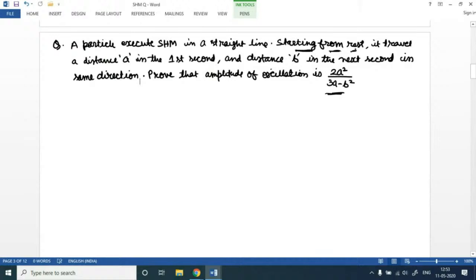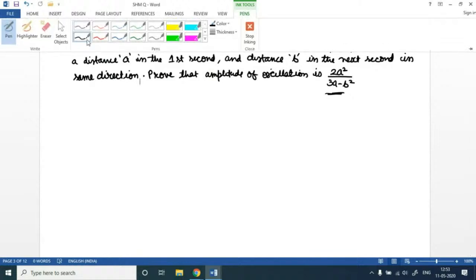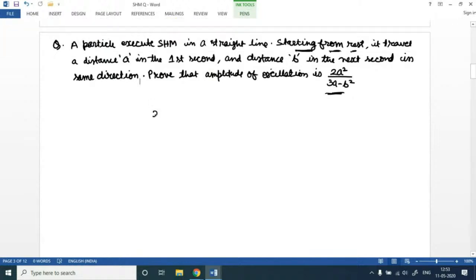So you should realize in the given question it is given starting from rest. Starting from rest means initially the particle is at its extreme position. So you should represent the equation of SHM as x is equal to a cos omega t, because the particle is initially at extreme position. And now we can put in the information that is given in the question.